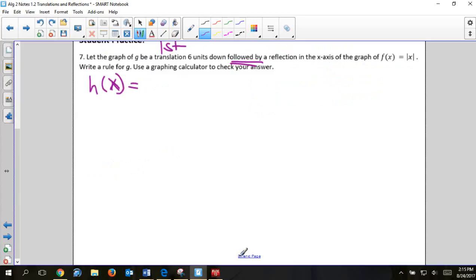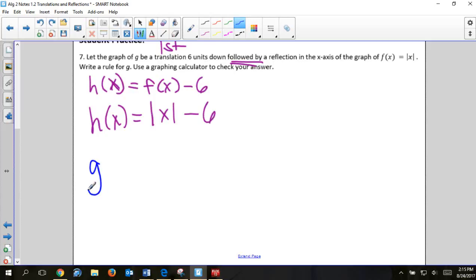Okay, h of x is 6 units down. Is that vertical or horizontal? Vertical, so where does it go? Outside. So we're going to have f of x and then minus 6. So our h of x is our f of x, absolute value of x, minus 6. Anything to simplify? No.